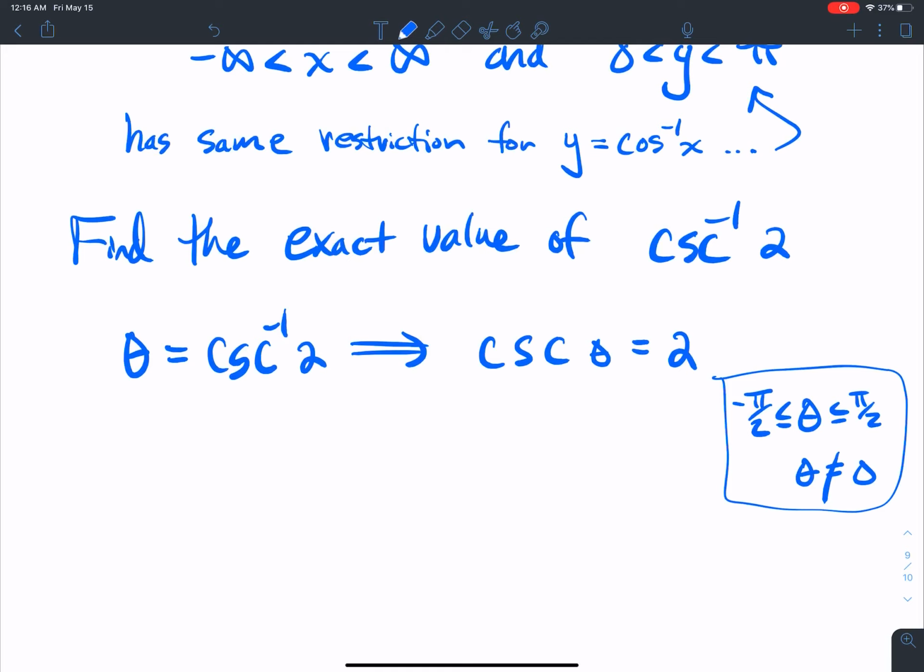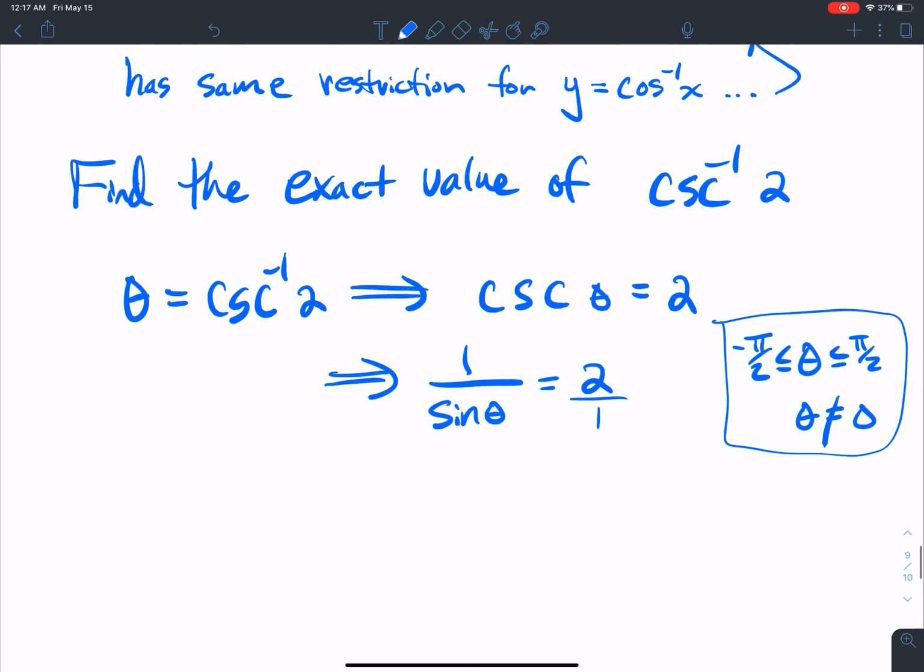Okay, now cosecant is rewritten. I can write this as 1 over the sine of theta equals 2. Okay, and if I multiply by sine of theta on both sides, I get 1 equals 2 sine theta, and then I divide by 2, so I get sine theta equals 1/2.